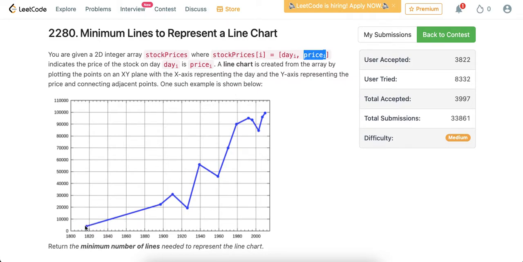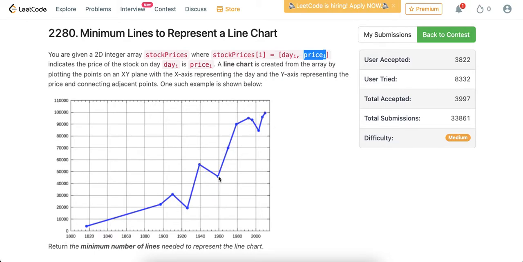So if you can see here, this is the charting. This point is the stock price point, the day and the price. And then the question is, we need to calculate the minimum number of lines needed to draw this line chart. So imagine that all these points are laid out. After they are laid out, we draw lines there.